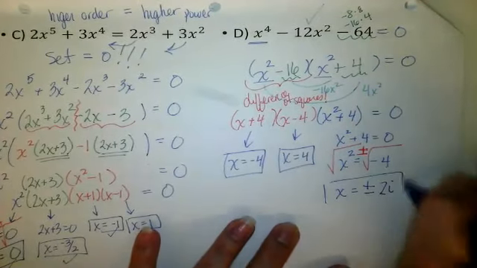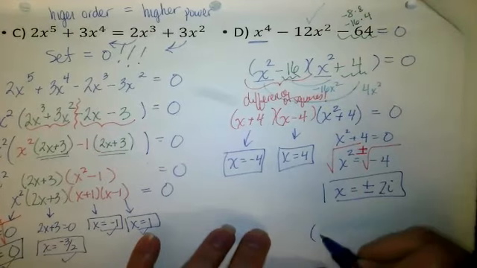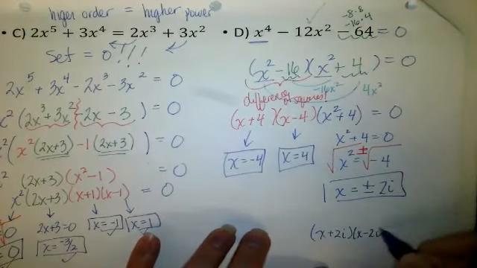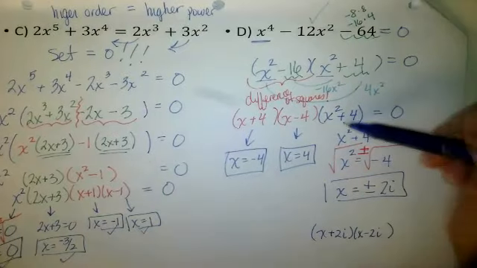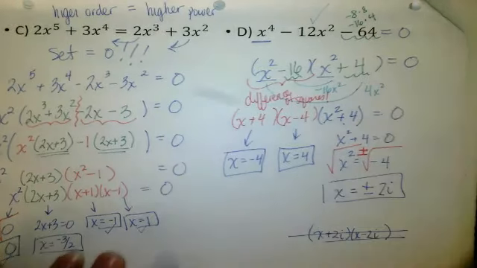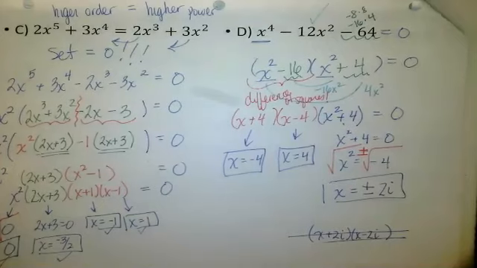Very good. So you actually could have factored it. It could have been x plus 2i and x minus 2i. You can actually factor sum of squares if you use imaginary numbers. I wouldn't really ask that, but it works.